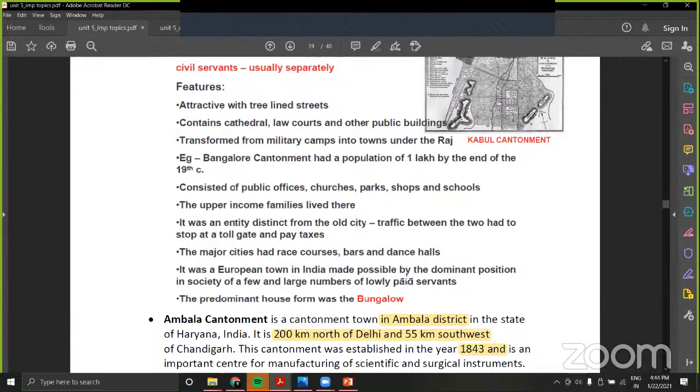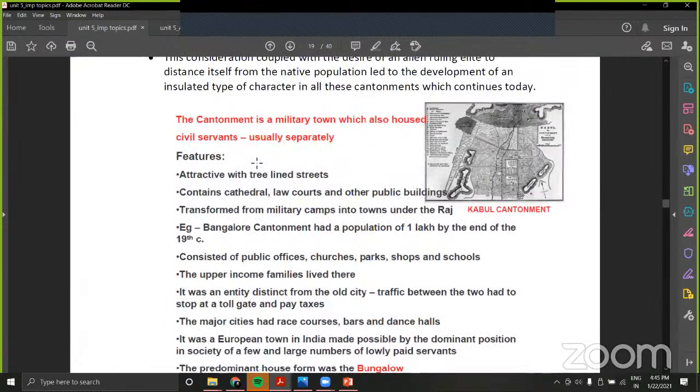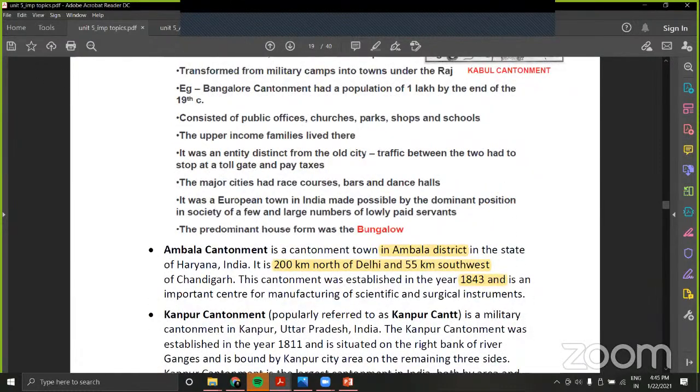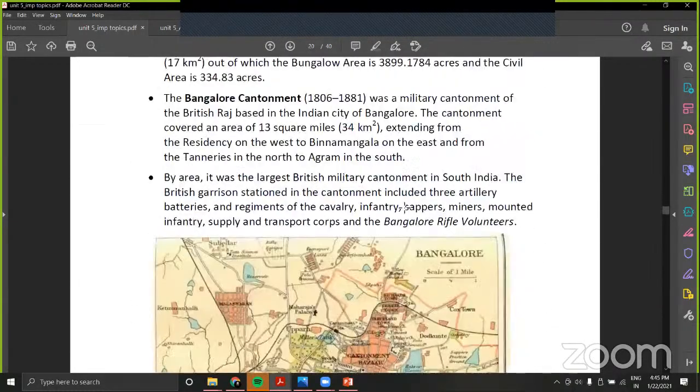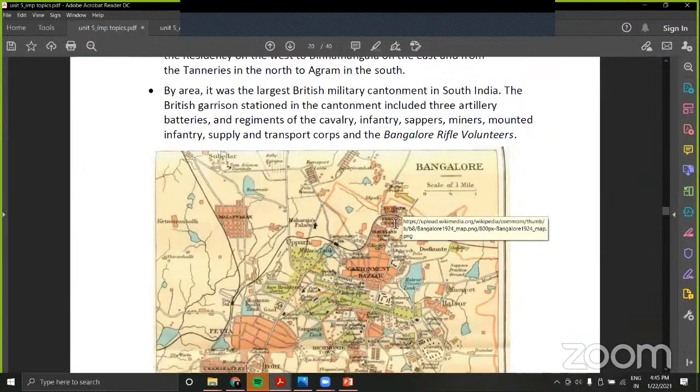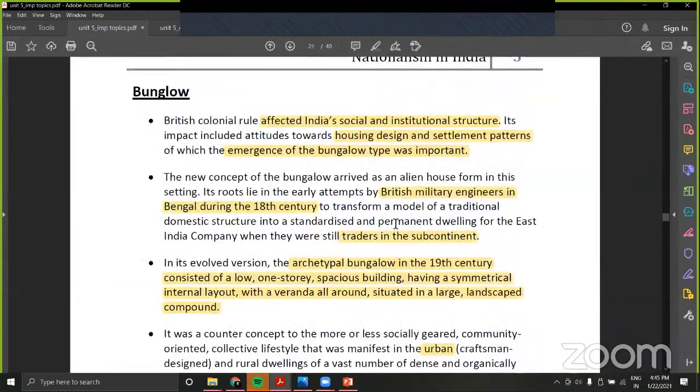Made possibly by the dominant society, with a large number of lowly paid servants, there will be low-paid servants and also high-paid servants settling there. They have the settlements there. The predominant house form was the bungalow. We will see the bungalow later. Yeah, the bungalow is the main structure which was occupied by the rich people.